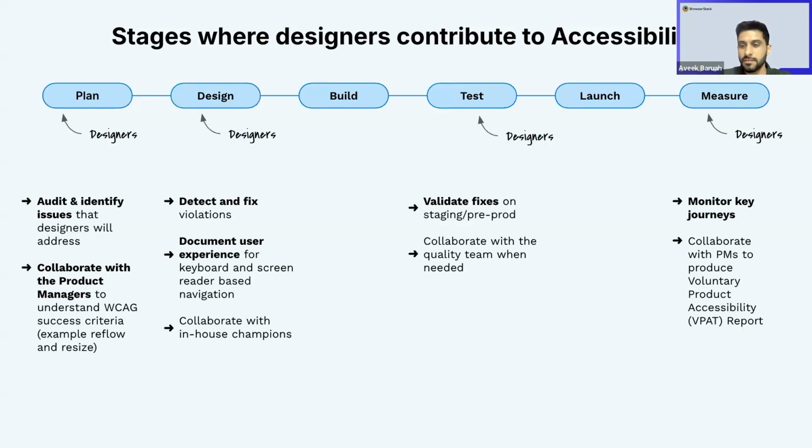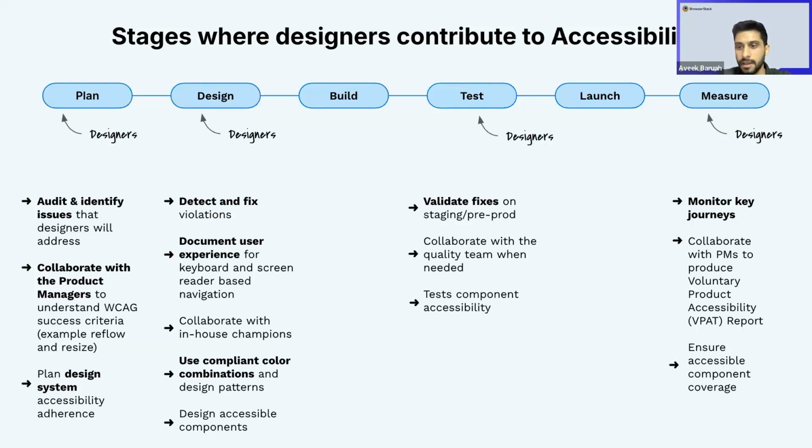At the measure stage, you can monitor, just go through your key journeys once your website or app is live and keep on monitoring them. But there's one more way. We've been talking about shift left, but you can shift even more lefter by addressing them in your design system or component library itself. Next slide.